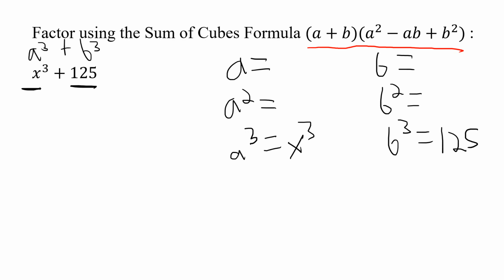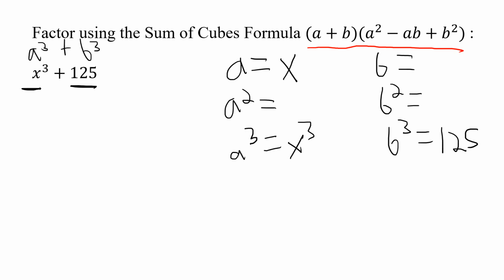Next, we need to find a and b. Now, a is pretty easy to find. All you need to do is drop the cube. So if you want to get from a cubed to a, just drop the cube on the x cubed and you get x. B might be a little bit harder because we're dealing with a number.